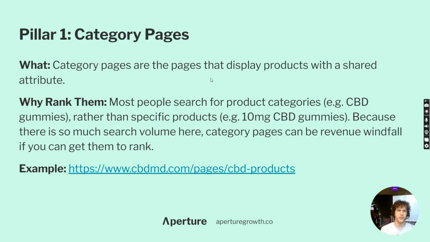All right, so pillar 1, category pages. These are your pages that display products with a shared attribute. Most brands have them categorized by cannabinoids like CBD, CBG, Delta-9, and so on. They have them categorized by product type, so gummies, topical products, oil. There are many different ways that products can be categorized. The reason why it's important to rank these pages is because most people search for the product categories versus the specific products. There are still a lot of people searching for specific products, but the majority of the search volume is for the category.